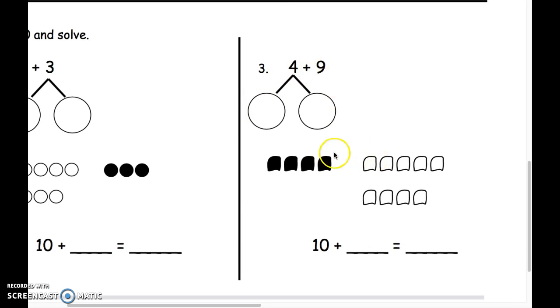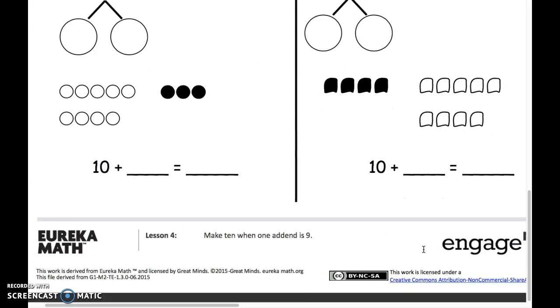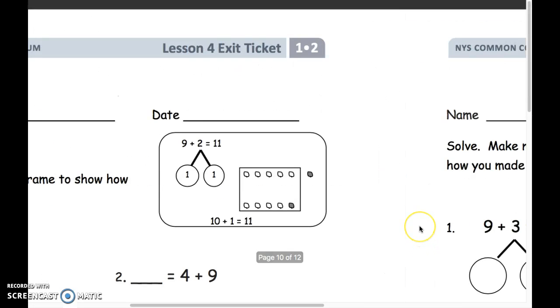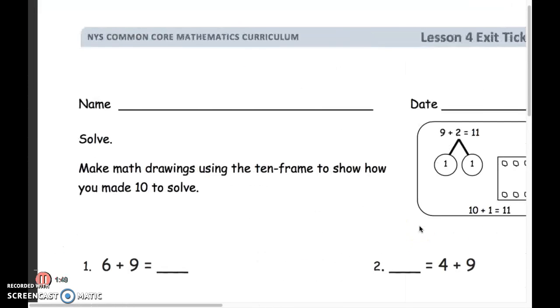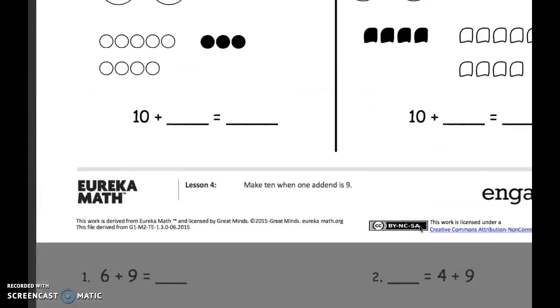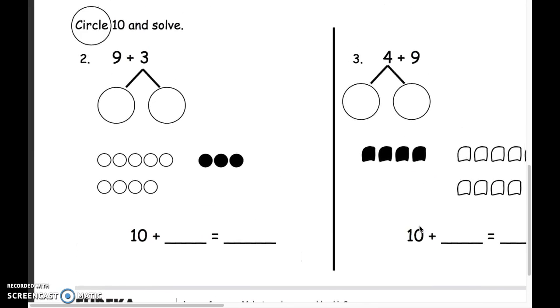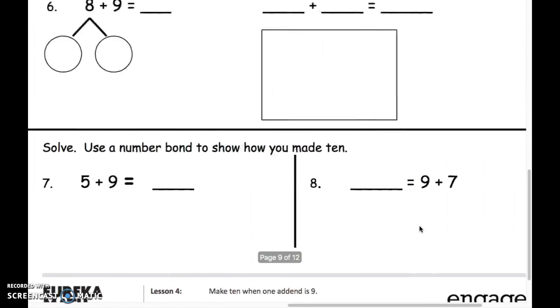4 plus 9. Circle your 10 first, and then what did you have to take from the 4 and give to 9? What do you have left over? Your 10 plus what you have left over equals your answer. So, okay. For your next one, sorry, I'm lost. For your next one, it's over here.